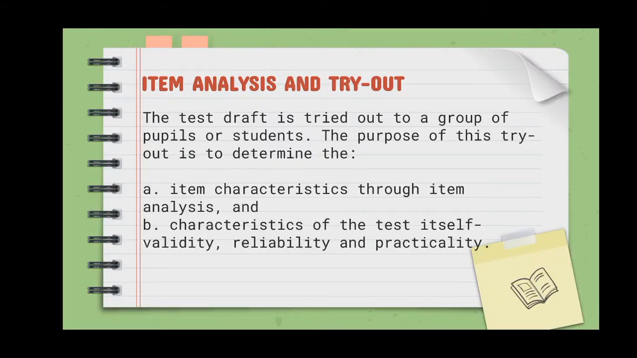The last level is item analysis and tryout. The test draft is tried out on a group of pupils or students. The purpose of this tryout is to determine the item characteristics through item analysis, and the characteristics of the test itself: validity, reliability, and practicality.